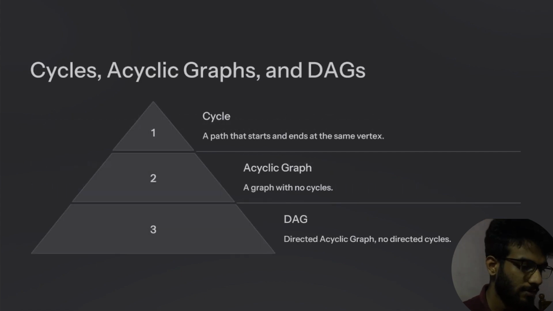Now let's talk about cycles. First one is cycle, a path that starts and ends at the same vertex. The next one is acyclic graph, a graph with no cycles. Next one is DAG, which means directed acyclic graph. A directed graph with no directed cycles. DAGs are super useful for scheduling and dependency resolution. Think task managers or build systems.